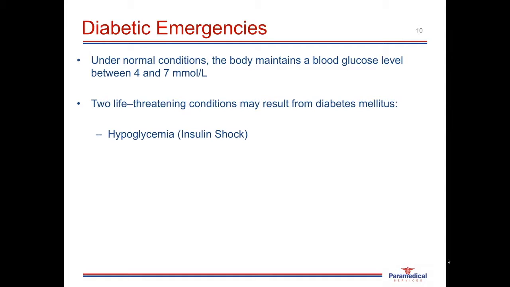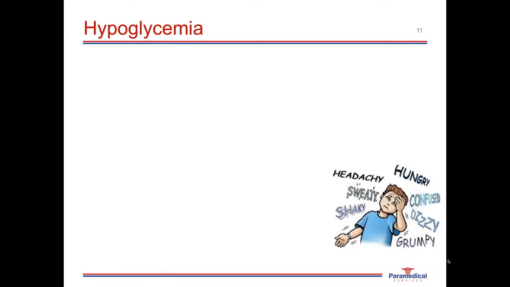One is hypoglycemia, that means low blood sugar levels. It is also known as insulin shock because some of the signs and symptoms mimic that of shock. And the other condition is hyperglycemia, so high blood glucose levels, which can lead to a life-threatening condition called diabetic ketoacidosis, or otherwise known as DKA.